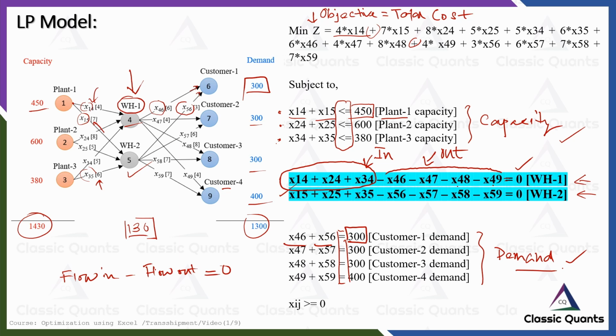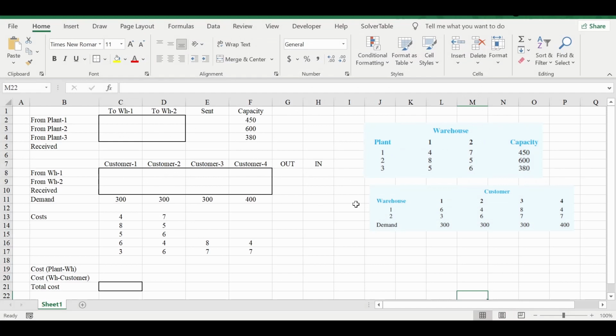So three types of constraints are there: capacity constraints, demand constraints, and this is your transshipment constraint. And of course, there is a non-negativity constraint which has to be included in any case for any type of LP. Now let us see how to solve this problem using Excel.